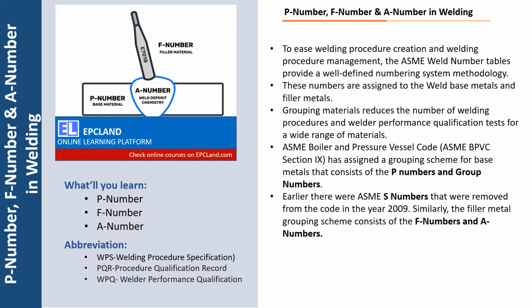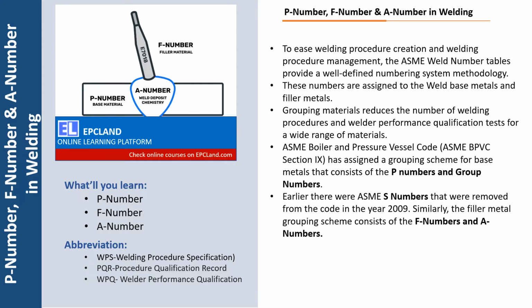Welcome all. In this section, we are trying to understand what is P number, F number, and A number with respect to welding. So, in welding technology, we have to go through welding procedure specification, procedure qualification records, welder performance qualification. To ease all these welding procedure creation and its management, ASME has given us the weld number table, which clearly defines the numbering system methodology.